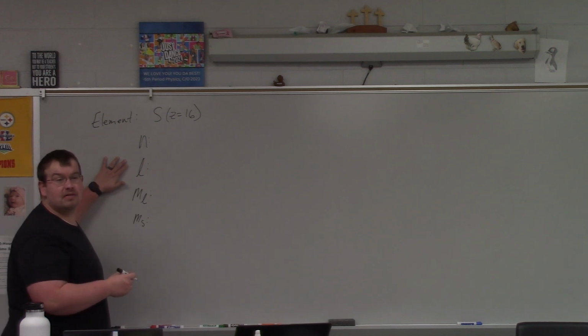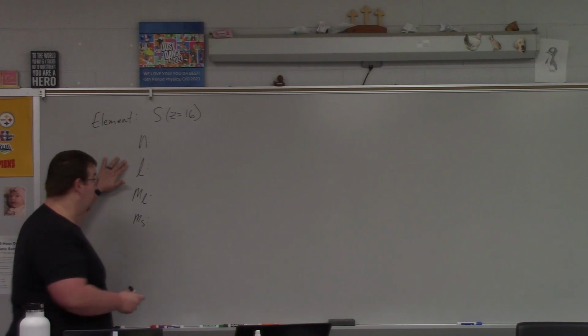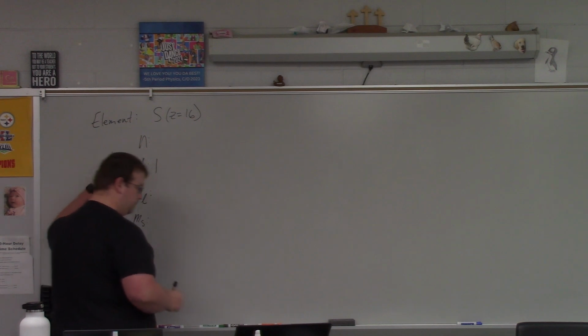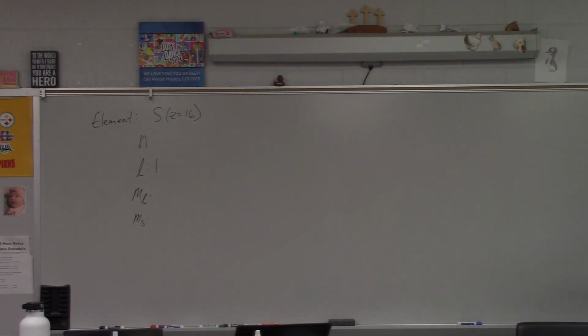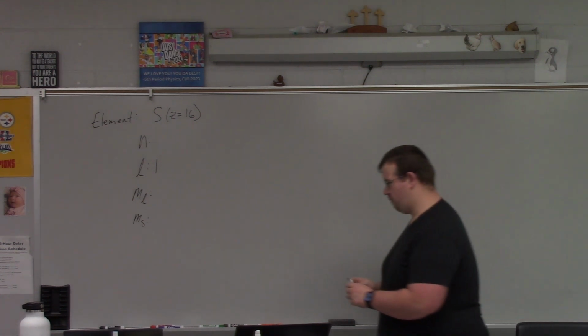If it's in P block, what does that mean L is? L is 1. This is so easy. Now, here's the thing. N is the tricky part. N is the energy level. It's dependent on the row.